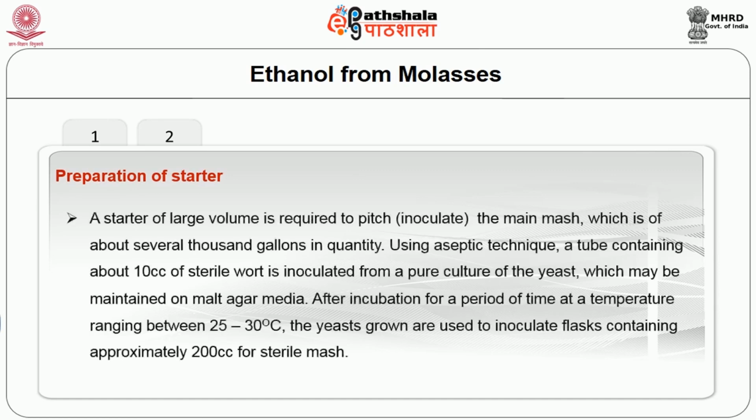A starter of large volume is required to pitch the main mash, which is of about several thousand gallons in quantity. Using aseptic technique, a tube containing about 10 cc of sterile wort is inoculated from a pure culture of the yeast, which may be maintained on malt agar media. After incubation for a period of time at a temperature ranging between 25 to 30 degrees centigrade, the yeast grown is used to inoculate flasks containing approximately 200 cc of sterile mash.